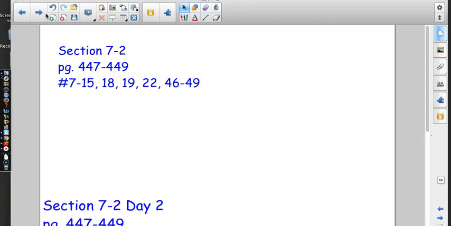7 to 15, all graphing. 18 is a graphing. Okay, so yeah, you'll definitely need graph paper. 18. Yep. We can't do 22 yet. I'm going to have to take that one off. I know that'll make you sad, but we can't do that one yet. Everything else is good. Yes, the rest of it is good. So all the graphs are going to come right here in this beginning part.